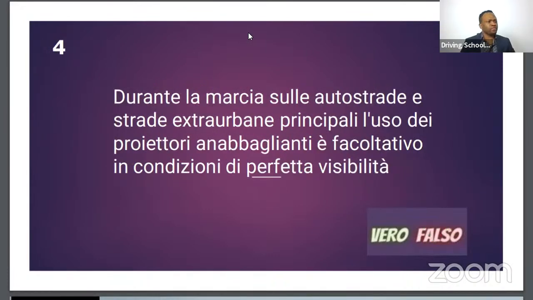So let's move to number four, which says: Durante la marcia sulla autostrada, strada extraurbana principale, l'uso dei proiettori anabbaglianti è facoltativo in condizioni di perfetta visibilità. So let's see your answers regarding this question number four. Please just try to be specific. If you are responding to number four, let us know you are responding to number four.